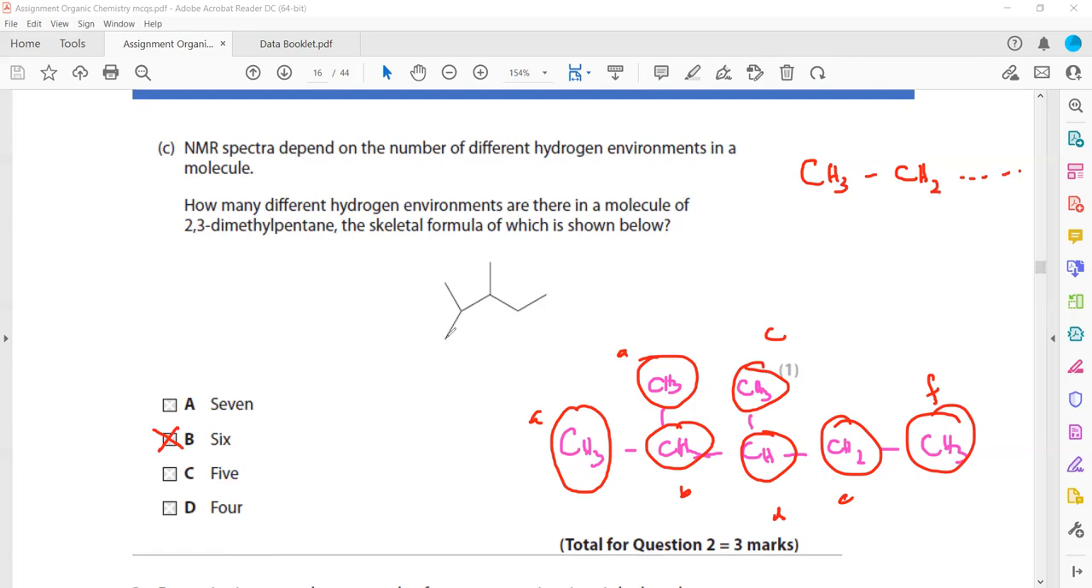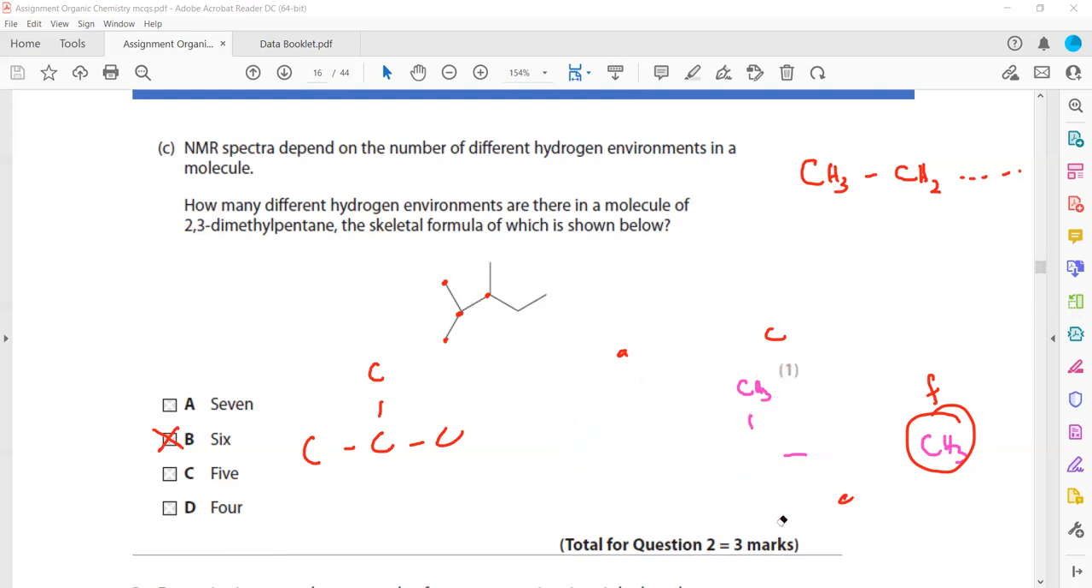How do we draw out from the skeletal formula? Skeletal formula shows carbon. Look, this is one carbon. Next to that, there is another carbon. On top of that, there is another carbon. And next to this, attach a carbon. Next to that, there's another carbon. Next to this, there's another carbon. And next to that, there is another carbon.